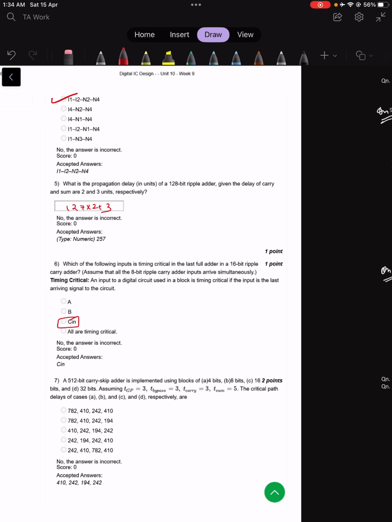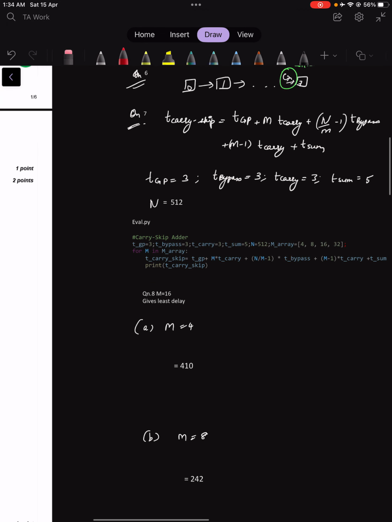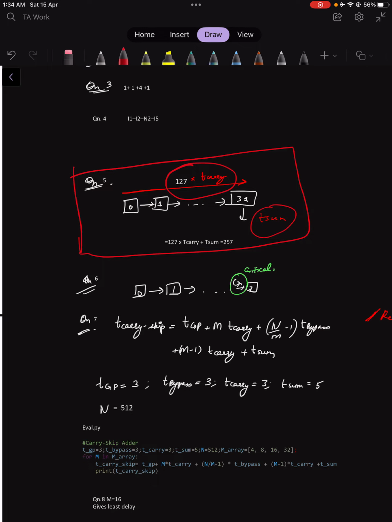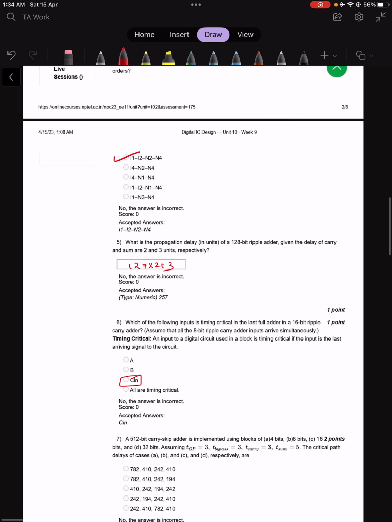What is the propagation delay of a 128-bit ripple adder, given the delay of a carry and sum are 2 and 3 units respectively? If you have a ripple carry adder, you have 127 times t carry plus t sum. Hence the answer will be 257. So question 5, the answer will be 257.